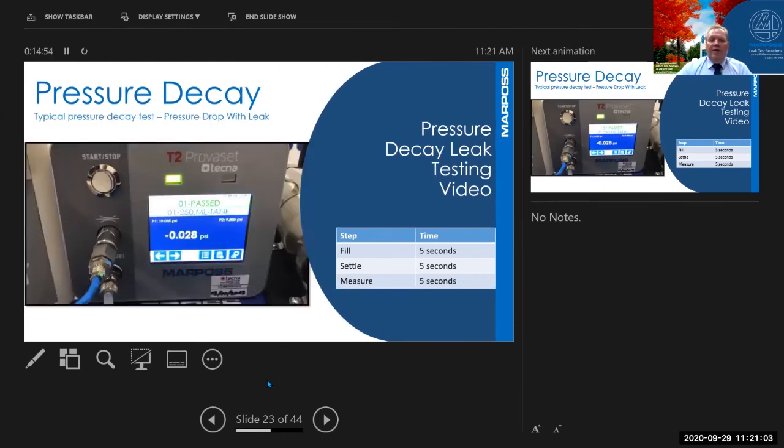Now what we want to do is take a typical pressure decay test. We're going to shorten the cycle time down a little bit. We're going to only have 5 seconds in the fill, 5 seconds in the settle, and 5 seconds in the measure phase. And we'll take a look at this. We're pressurizing to 10 PSI. You can see our fill in here. Our time counting down. We're in the settle phase. Then we go into the measure step. So this is what our test looks like with a leak, okay? We had a pressure drop of 0.035.